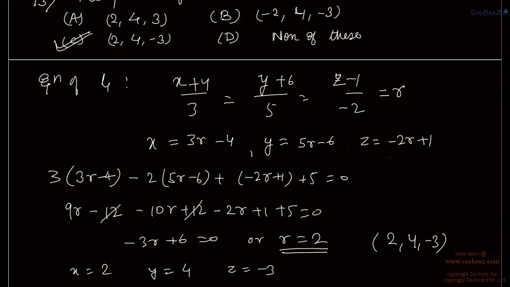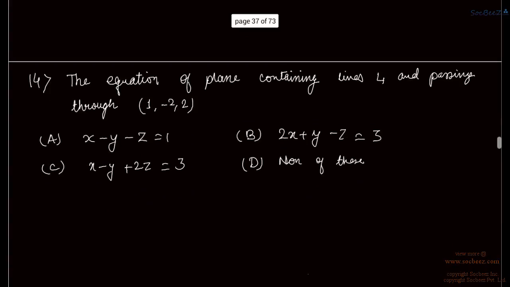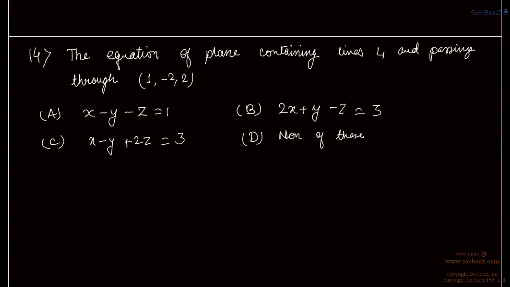Okay. Now moving to the next question, we have the equation of plane containing line L1 and passing through point 1, minus 2, 2. So we have to find the equation of the plane which contains line L1 and which also passes through point 1, minus 2, 2.